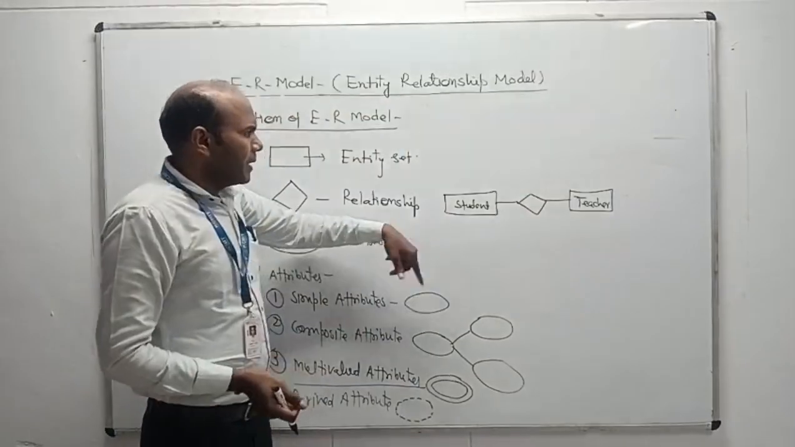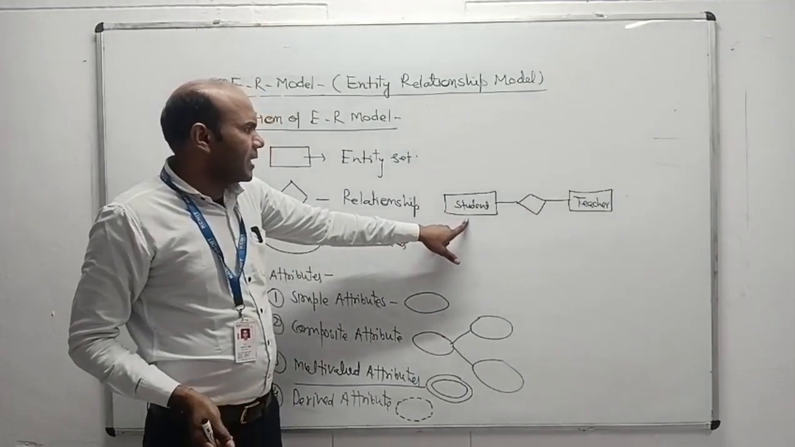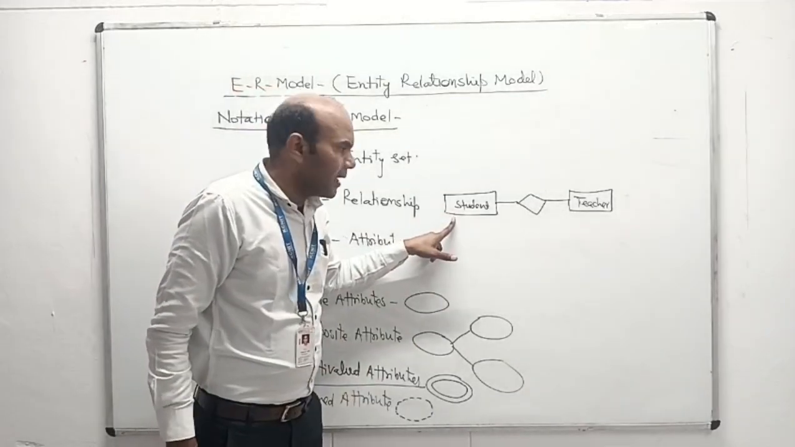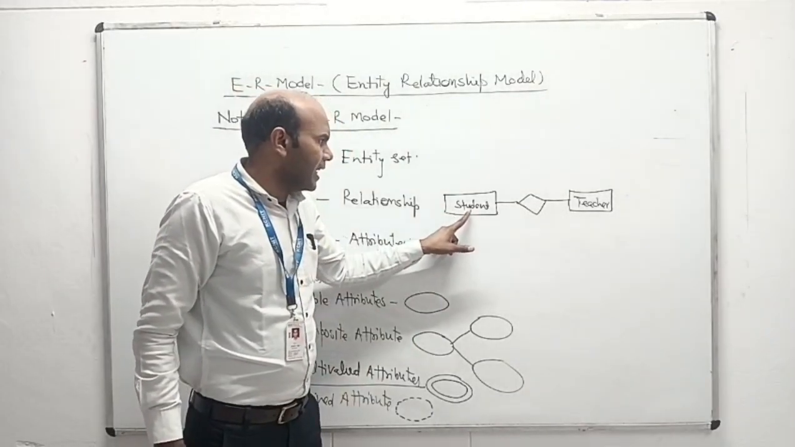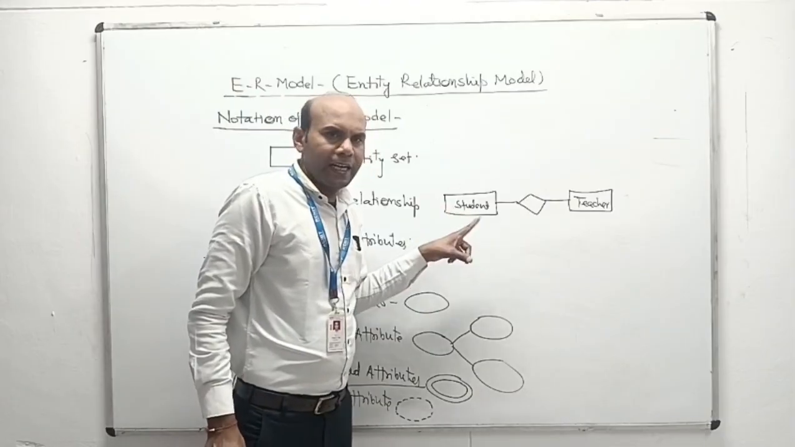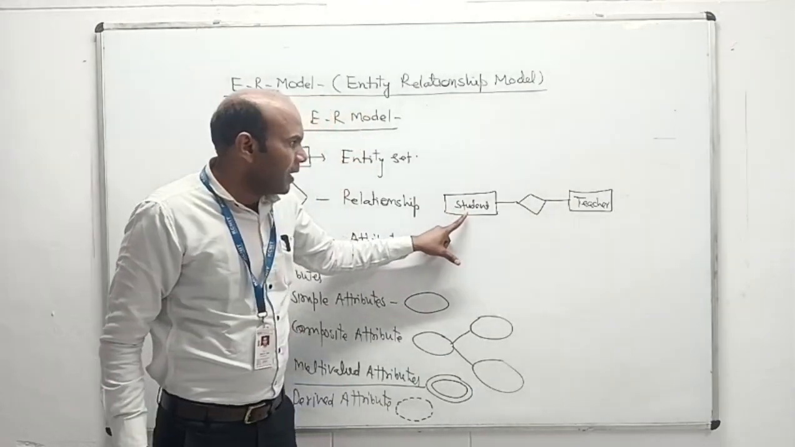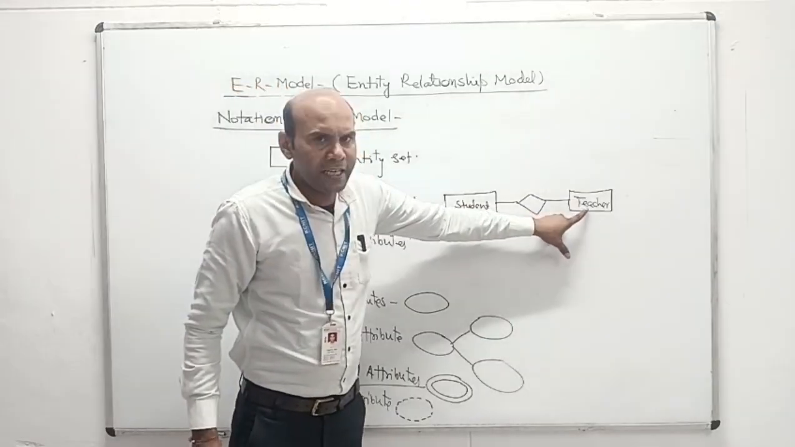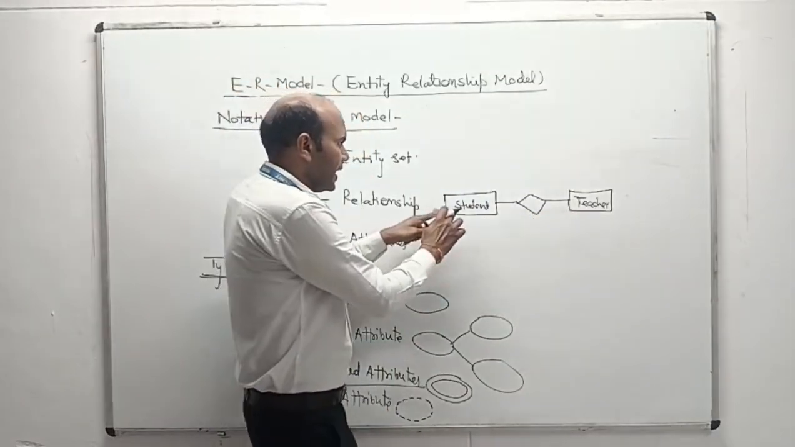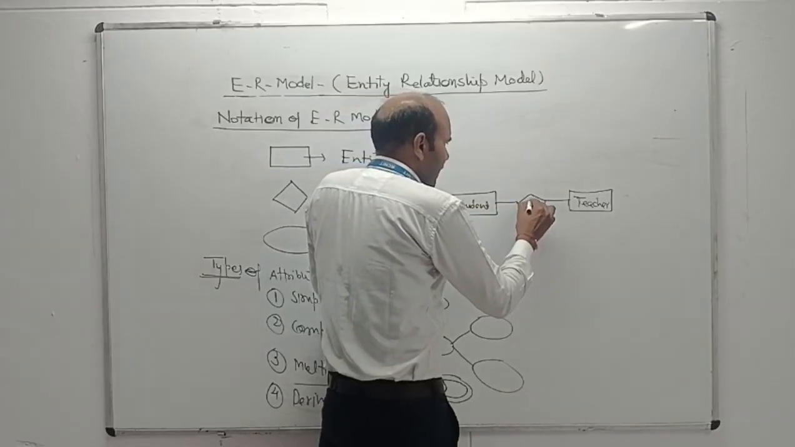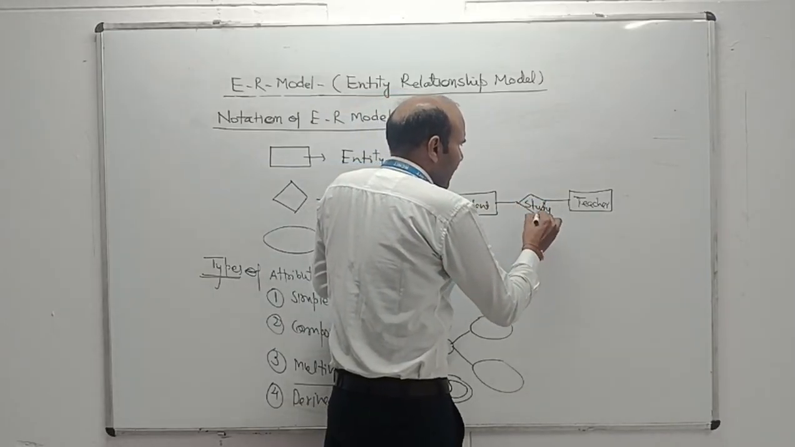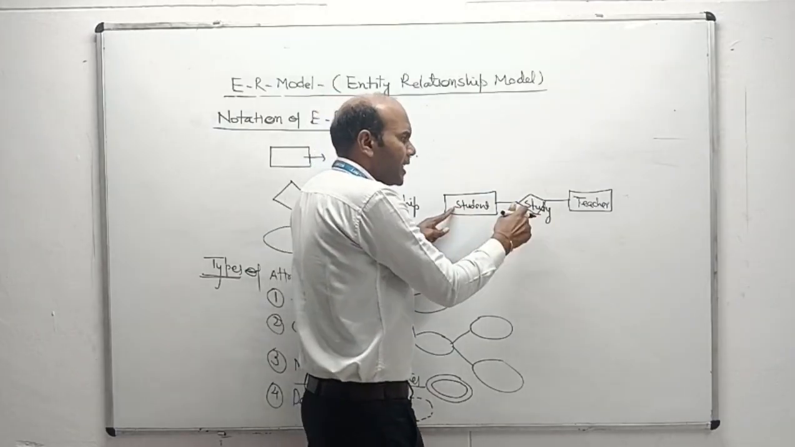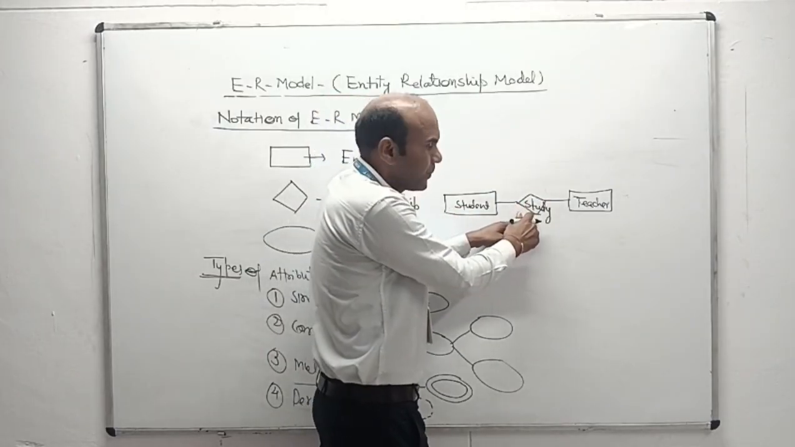Practically, we implement this ER model by converting it to the relational model. Basically, the entity sets and the relationship are converted to tables. That is the student table, and here is the teacher table. And these students study, like a relationship is the study on this place. So student entities are related to the teacher by the relationship study.